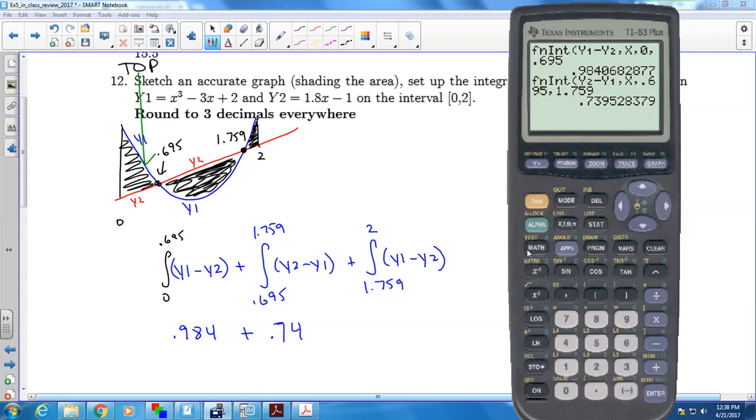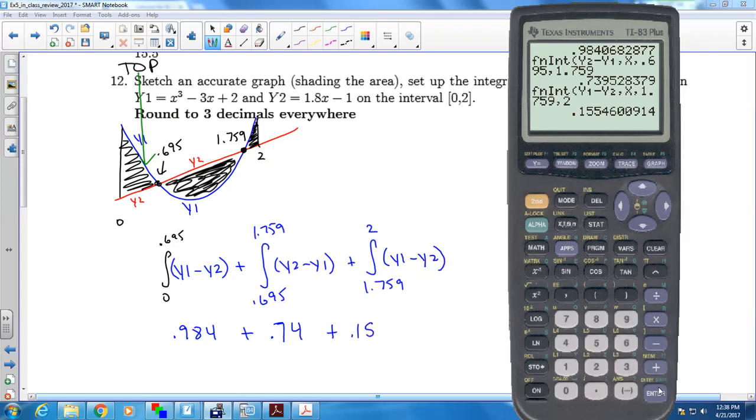And the last one, math 9, vars, y-vars, function y1, minus vars, y-vars, function y2, comma x, comma, from 1.759 to 2. And I get 0.155. If I add those all together, I'll get 1.879.